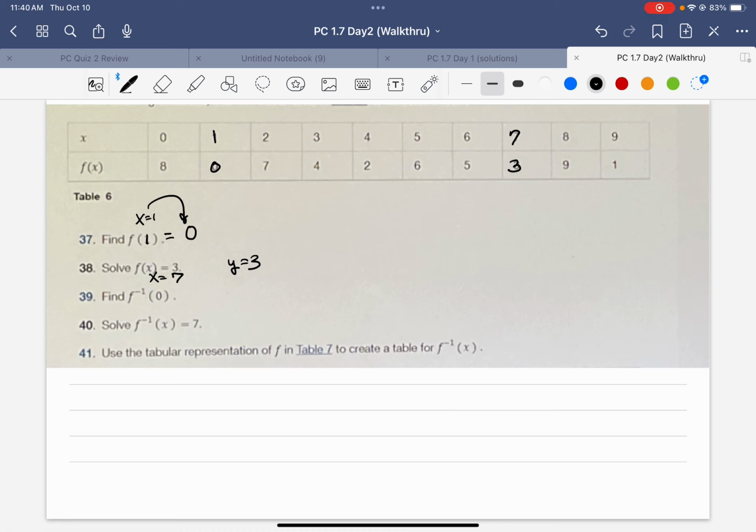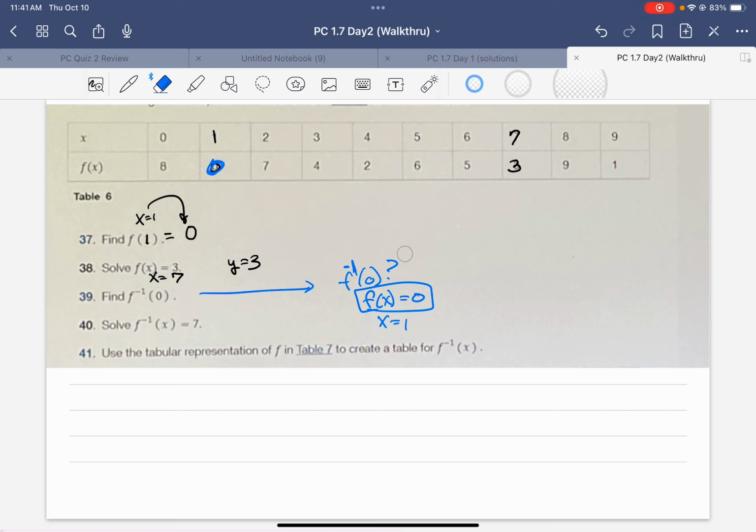Then for 39, it says find f inverse of 0. Well, if you're trying to find f inverse of 0, you're saying f of x is equal to 0. So for what x did you plug in to get out 0 is really what that's saying. And we see that the answer to that is x is equal to 1. So f inverse of 0 is just equal to 1. So that's your answer.